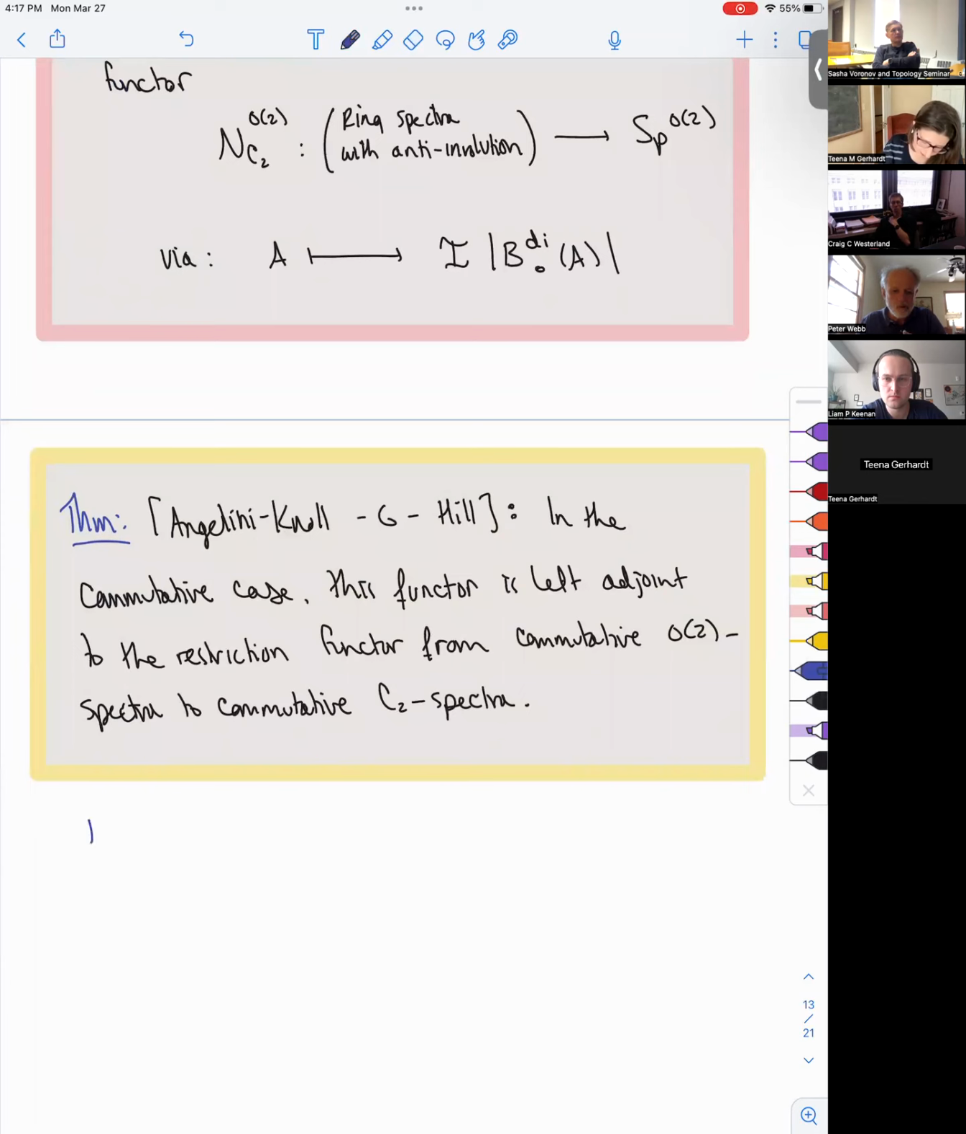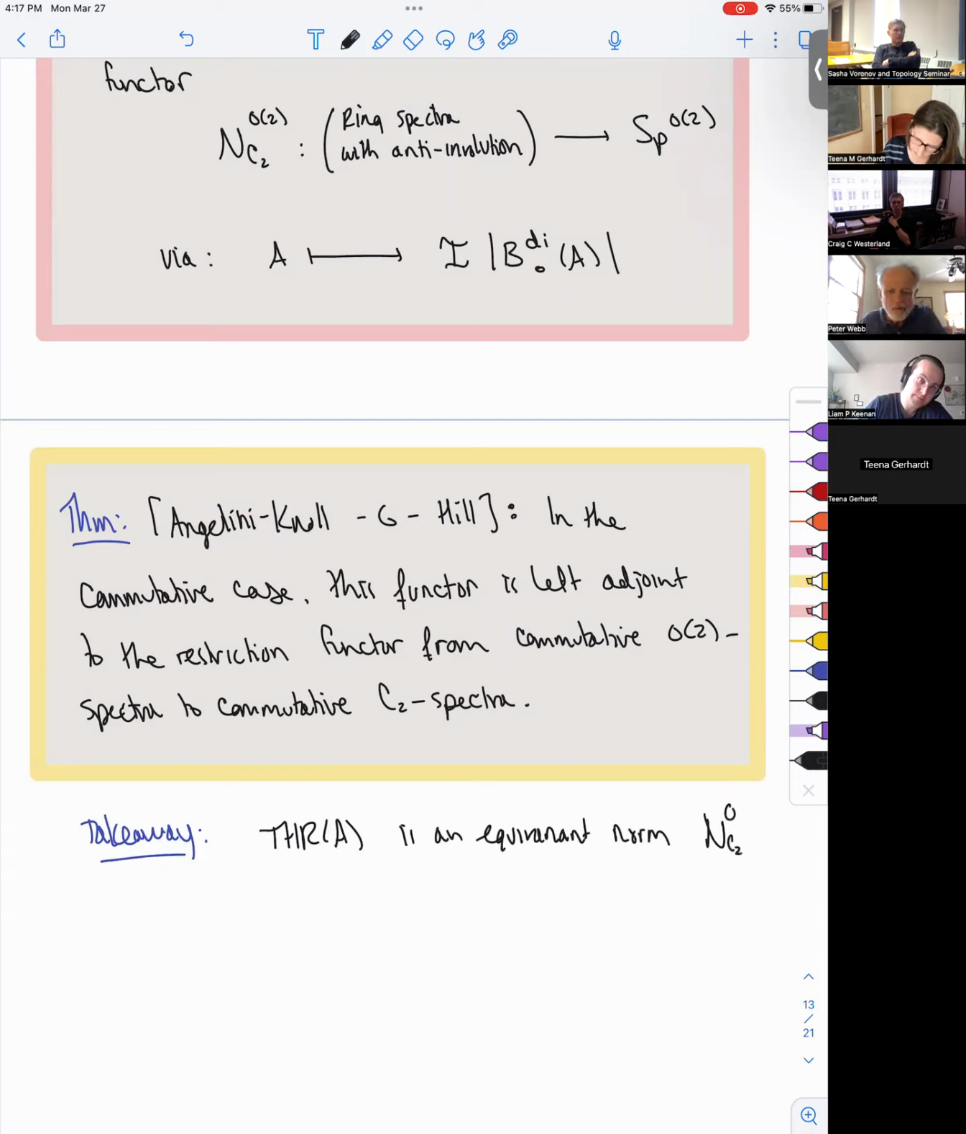The takeaway also is that this tells you that THR is an equivariant norm. So THR of A is an equivariant norm. So I can think of real topological Hochschild homology as the norm from C2 to O2 of A.